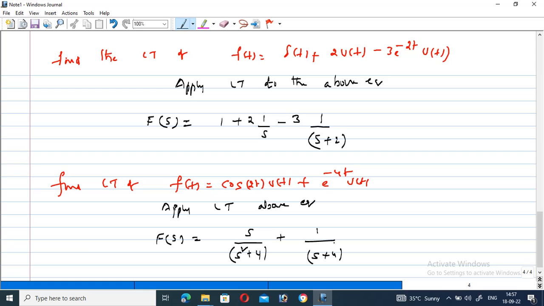Therefore if you are taking the LCM for this one, we will get some answer. Depending upon the situation, in case you need the LCM for this one, if you substitute all this, we will get 2s square plus 4s plus 4 by s plus 4 into s square plus 4. This is the answer for this one, right?